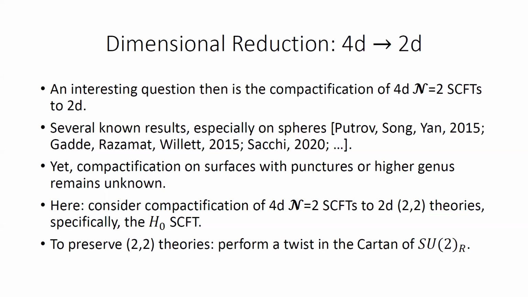All right, so before we go into this, one thing that I should probably say. As usual, when you do dimensional reduction, you want to preserve some supersymmetry. To do that, you need to do a topological twist.